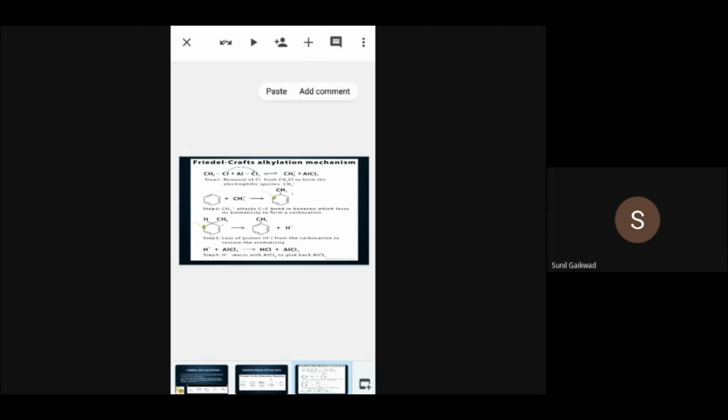Now, step number three: where the double bond got broken up, the hydrogen will be released from that carbon bearing the CH3 and will go away from the benzene ring. Then the benzene ring will get the electrons, and at the point where there was no electron, they will form the double bond, because once the hydrogen is released, its electrons remain. So they both will share a pair of electrons and form a double bond. Therefore, step number three says: loss of proton H+ from the carbocation to restore the aromaticity.